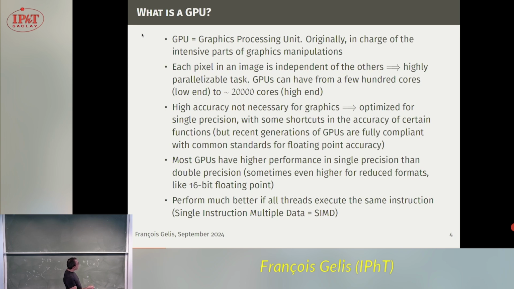Another limitation, at least if you look at the GPUs that existed like 10, 15 years ago, is that they were taking some shortcuts with the accuracy of certain functions. For instance, the square root was less accurate than what you will have on CPU, because you didn't need all this accuracy to do graphics. But now recent generations of GPUs are totally compliant with common standards for floating point accuracy.